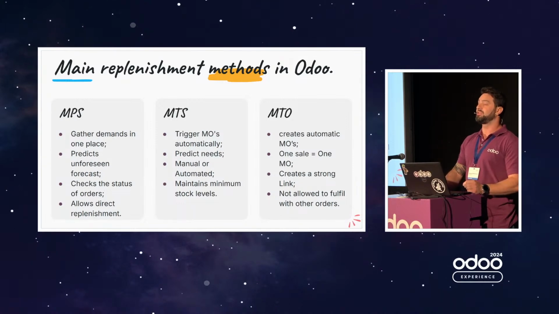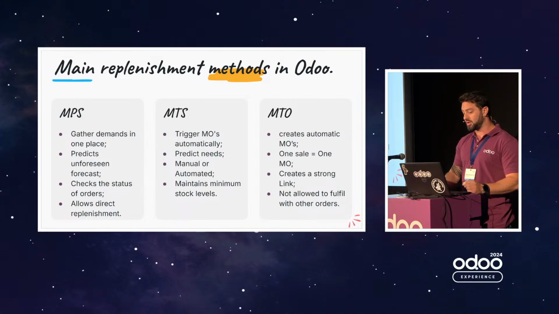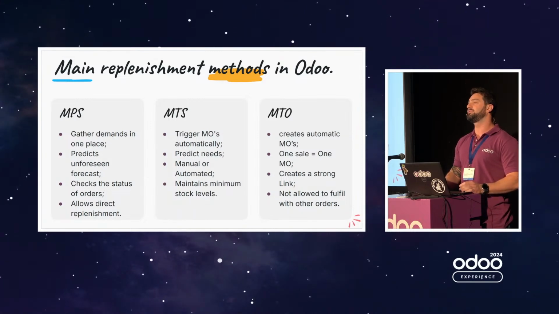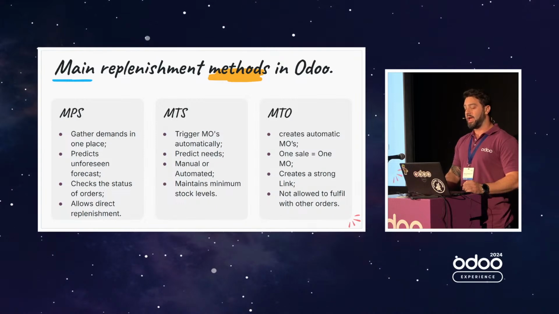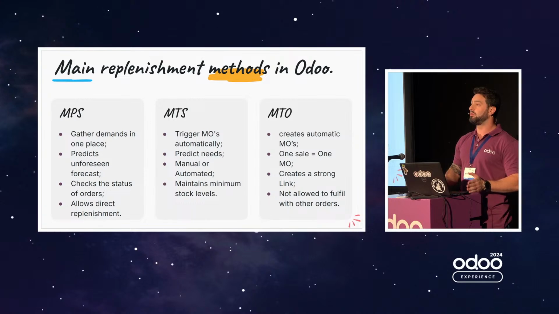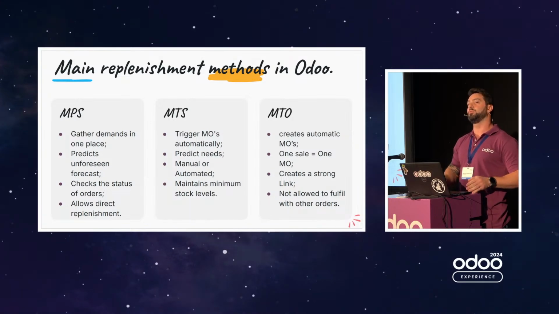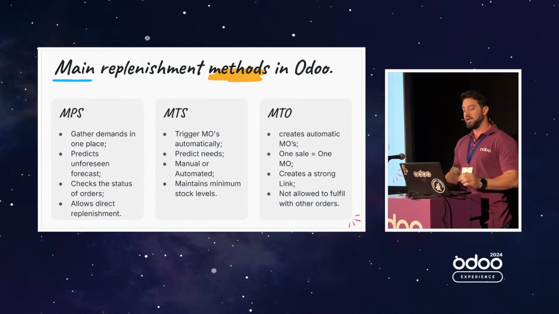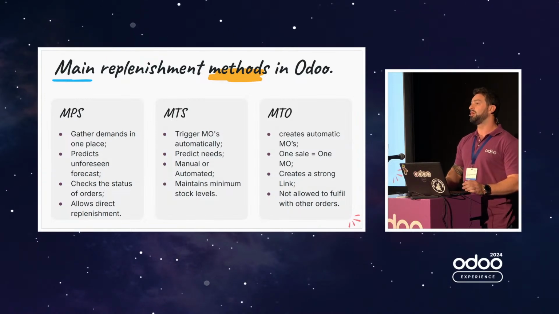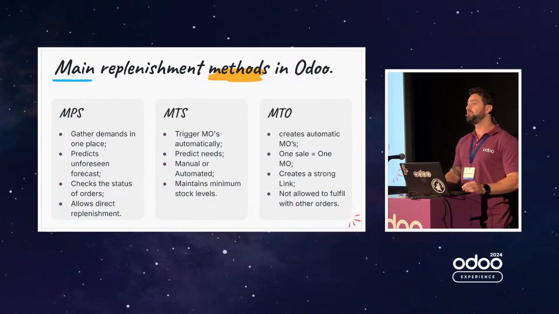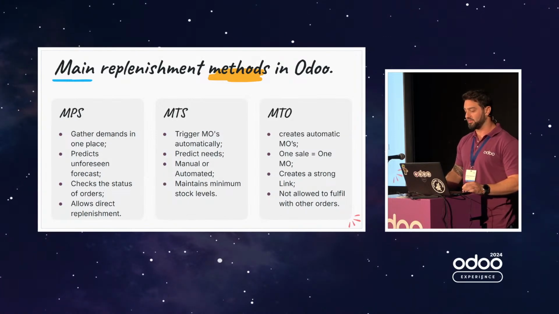MTS, which stands for Make to Stock, triggers MOs automatically. It's also known as reordering rules, and it predicts the needs based on the forecast. It can be manual or automated, which means that it will trigger a purchase order or a manufacturing order automatically, or it will give you the option to create it or not. And it helps you to maintain minimum stock levels.